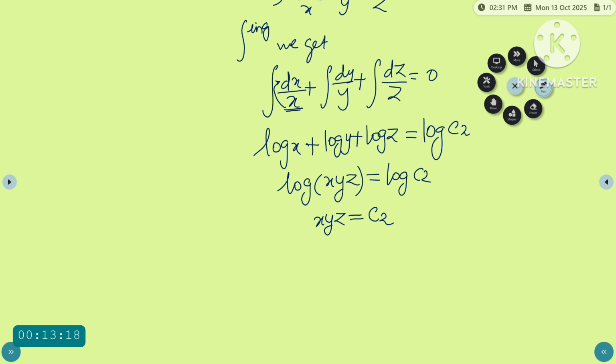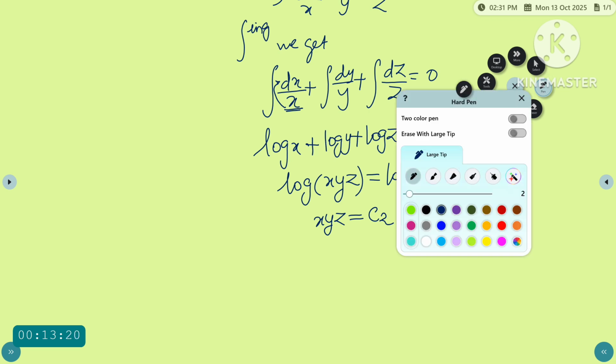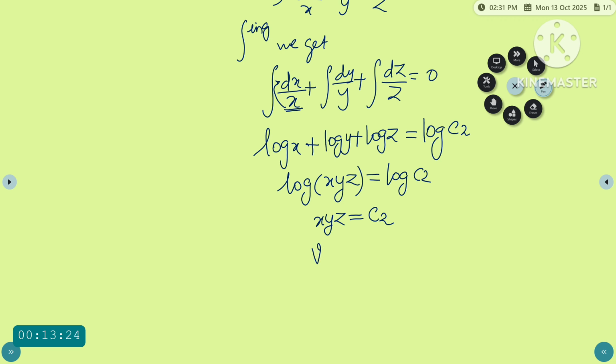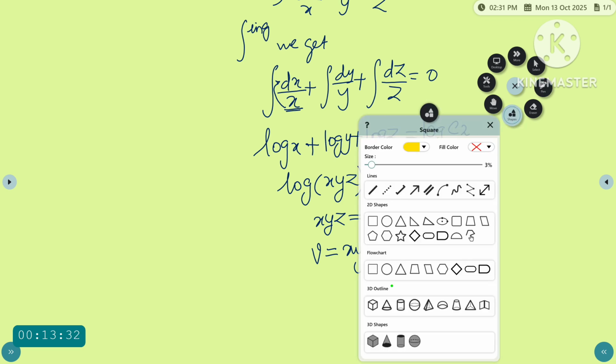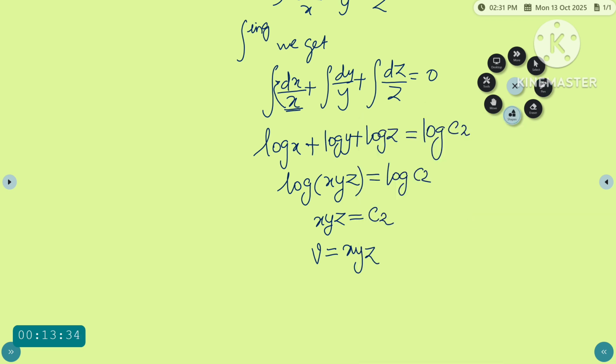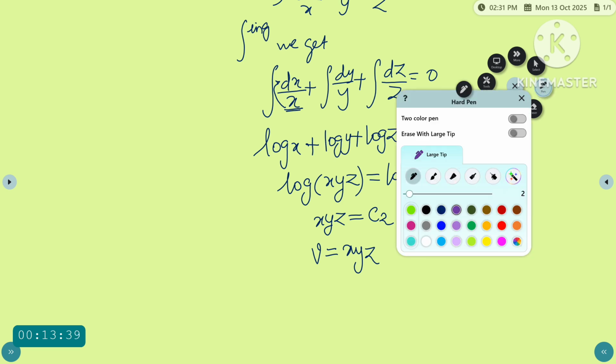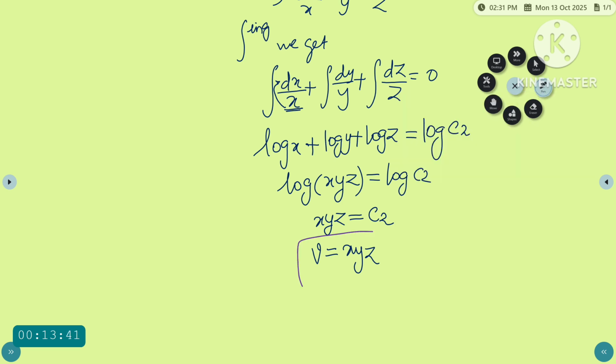In the first case, we considered the C1 answer as u. In the second case, we consider the C2 answer as v. For our convenience, we are using v. So the second answer is v equal to xyz. Now, write the general solution.